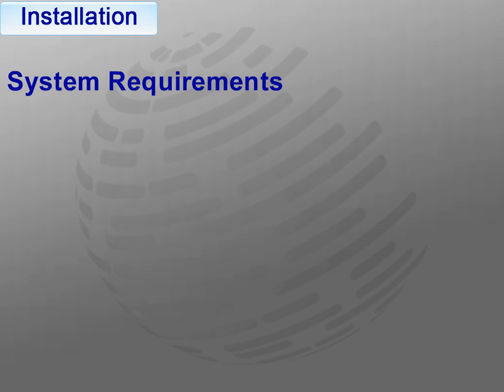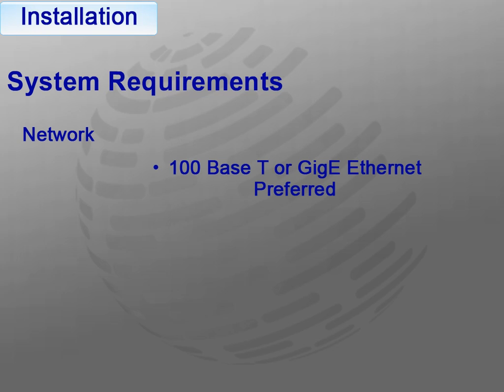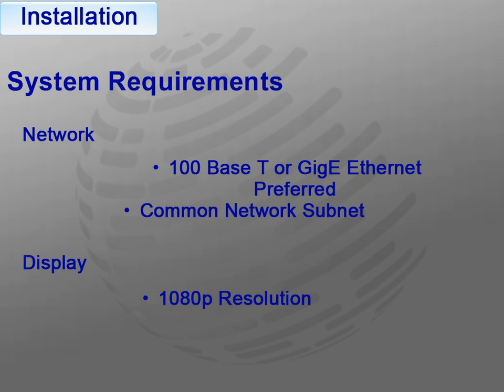Let's begin. First, let's take a look at the system requirements for the installation of the HD Media Decoder. Network. The NLSS HD Media Decoder requires a 10/100 base tier Gig Ethernet connection to a LAN. As indicated in the introduction lesson, a 100 or Gig network is suggested for best performance. All devices must be on the same network subnet. Display. The media decoder can be attached to any monitor or TV that is capable of 1080p resolution and has an HDMI or DVI input to connect the HD Media Decoder to the monitor.